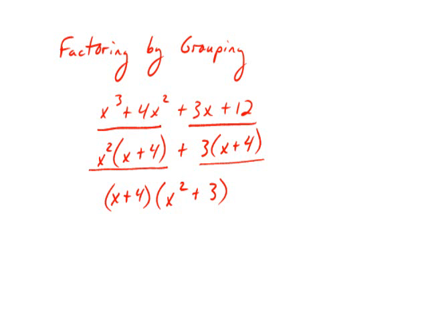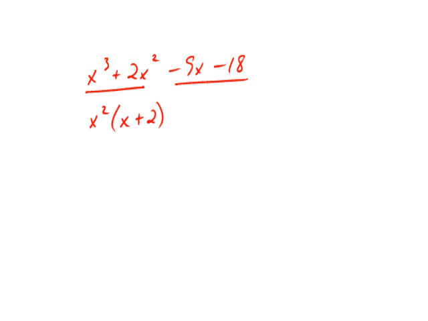Let's look at another example. Once again, I'll group the first 2 terms together and the last 2 terms together. The first 2 terms I can factor x squared out of. And the last 2 terms I'll factor a negative 9 out of, which will give me x plus 2 in both parts. Now if I didn't recognize something that could be factored out of them originally, I could rearrange the terms if I want.